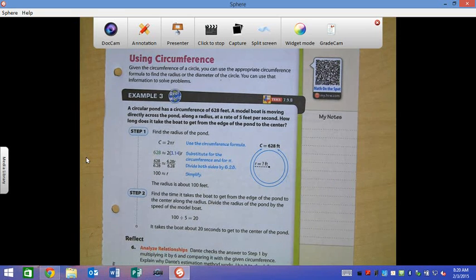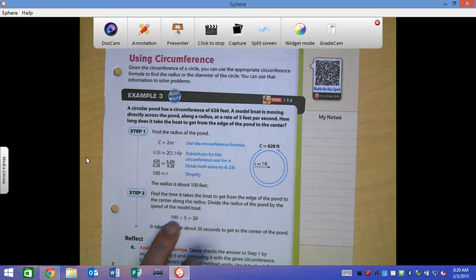So, the next step, find the time it takes the boat to get from the edge of the pond to the center along the radius. Divide the radius of the pond by the speed of the boat. So our radius is 100. He's going 5 feet per second. So it's going to take him about 20 seconds to get to the center of the pond.